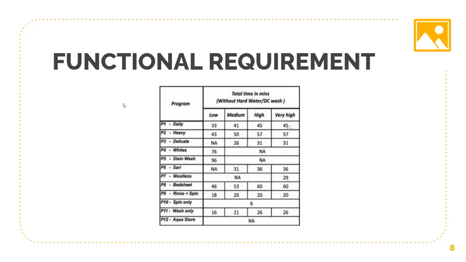Functional requirements. The project is going to have 12 programs: daily, heavy, delicate, white, stain wash, sari, woolen, bed sheets, rinse plus spin only, wash only, and aqua store. Each of them has four different water levels: low, medium, high, and very high. The times for which the washing machine will operate are specified in this table, which you can see.